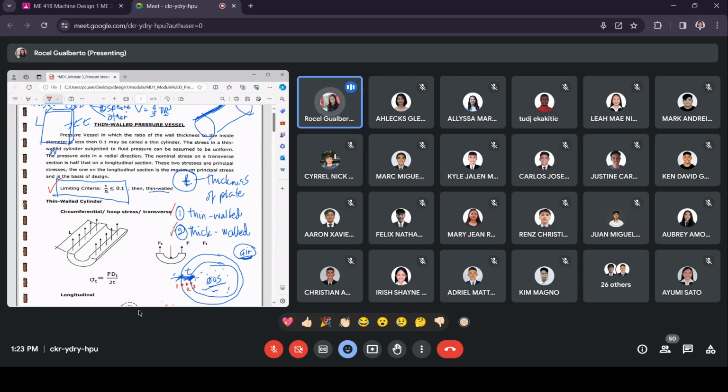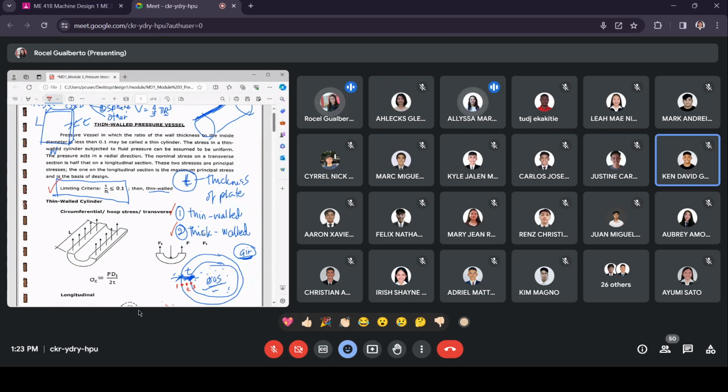So here, the first step that you should do is to determine the limiting criteria, T over D sub i. Once you know it's thin-walled, you follow the procedure for thin-walled. And once you know it's thick-walled, there is also a procedure in designing a thick-walled vessel. Did you get it? Do you understand? Hello? Yes ma'am.